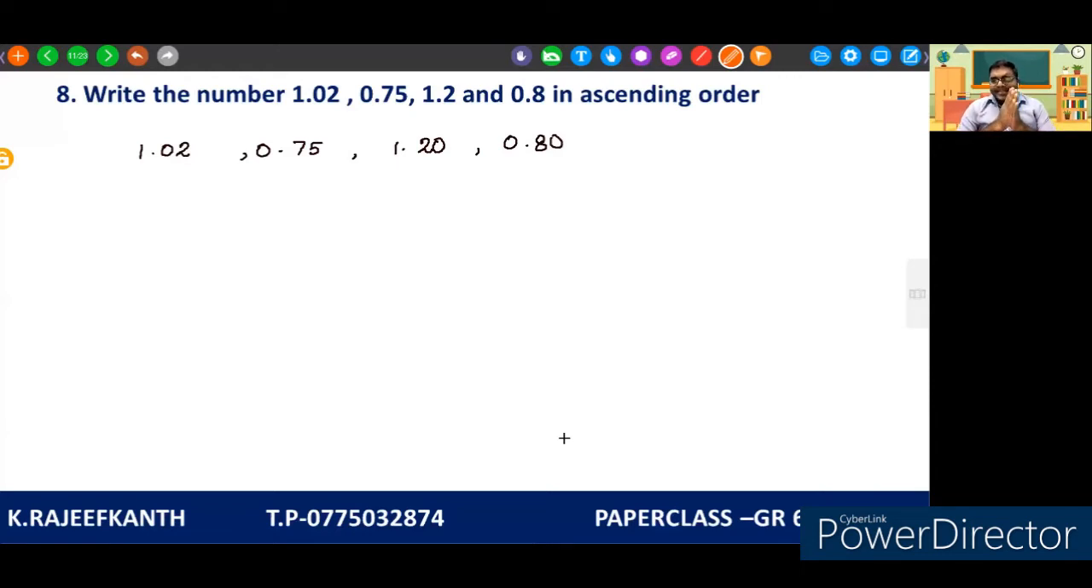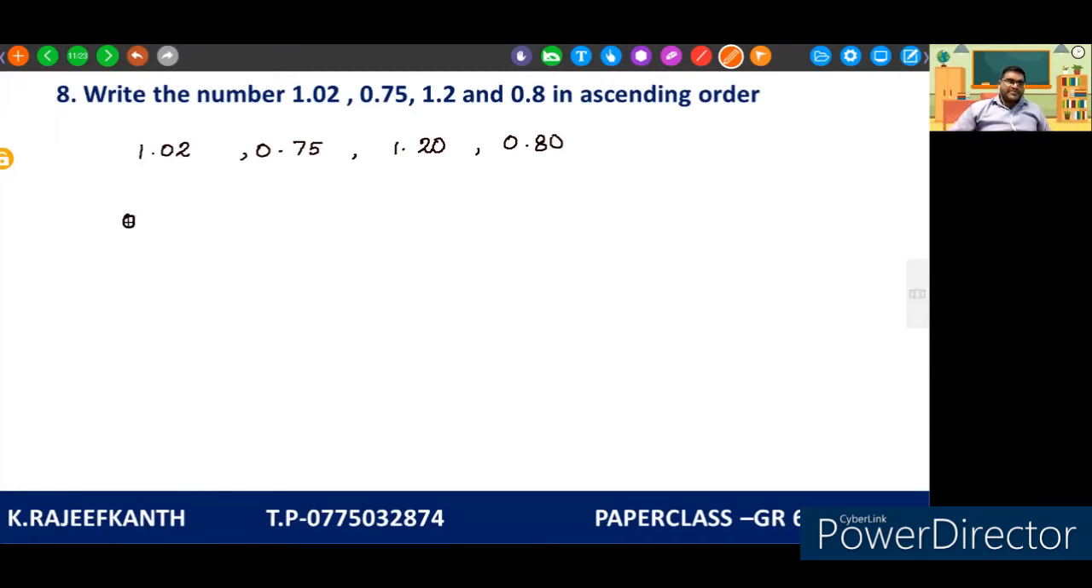Now we can think of these numbers, we can assume them as 102, 75, 120, 80. Here, without the decimal point, what are the numbers? So 102, 75, 120, and 80. Now we can arrange in ascending order. So which is the smallest one? 75 is the smallest one.